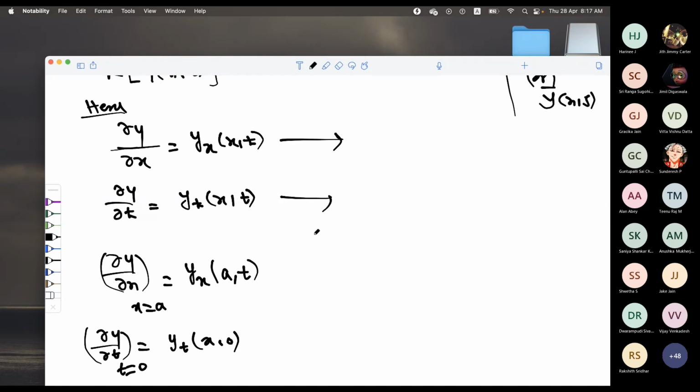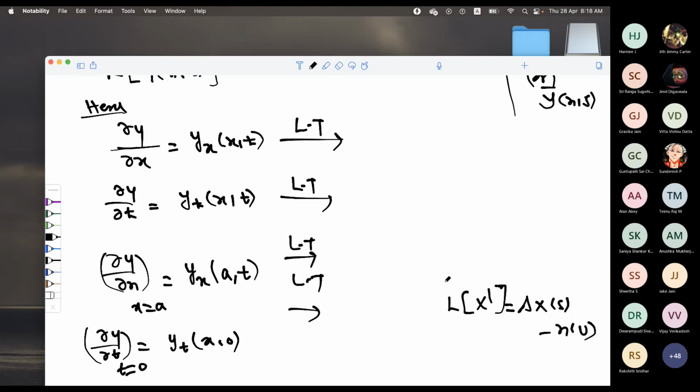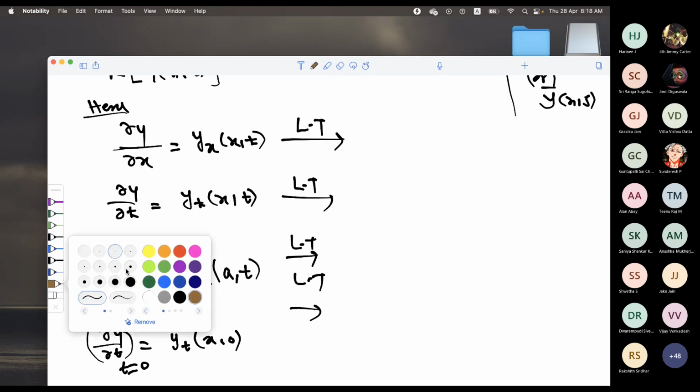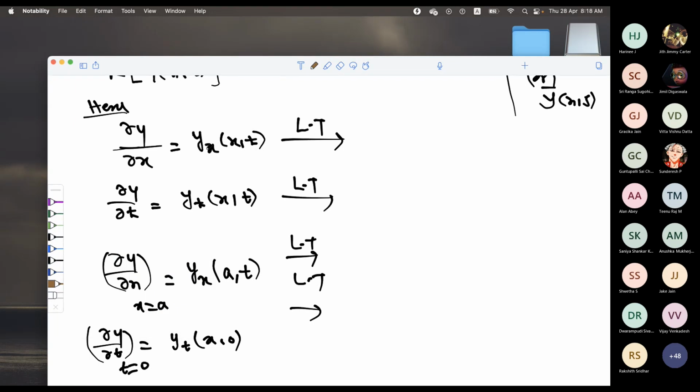So the corresponding Laplace transform. What about this Laplace transform? Suppose I am going to take the Laplace transform of this. The Laplace transform of x dash, we know, is s into X(s) minus X(0). Like that, the derivative formula we are having. Then the same thing we are going to do for the function if it is the partial derivative.